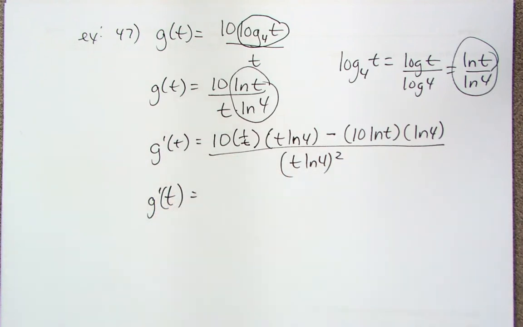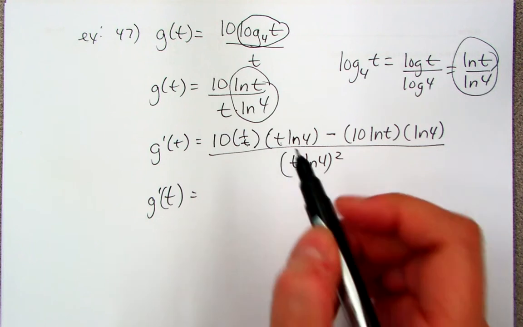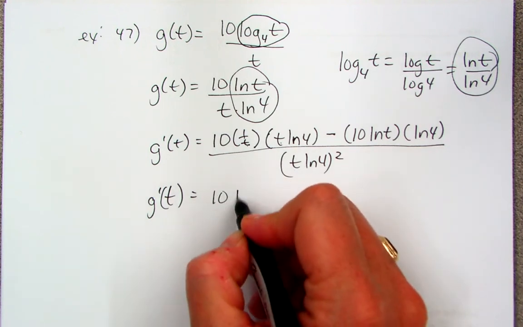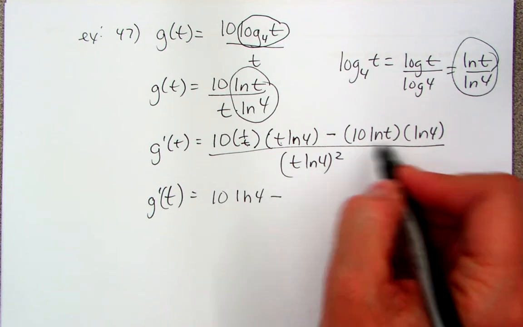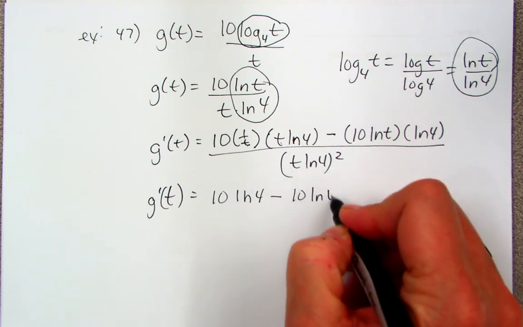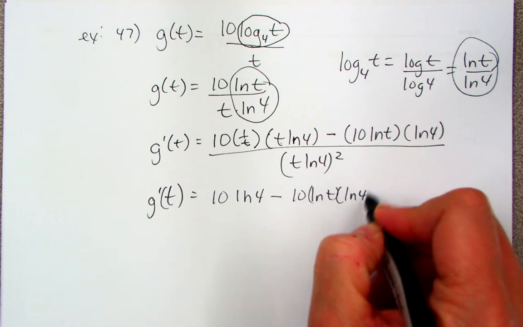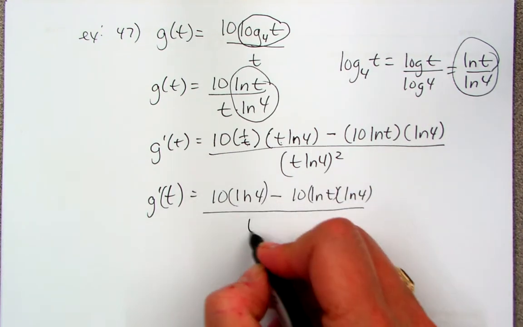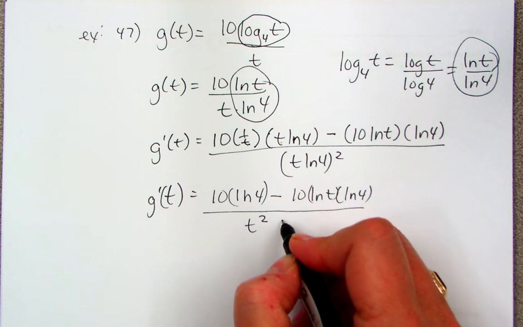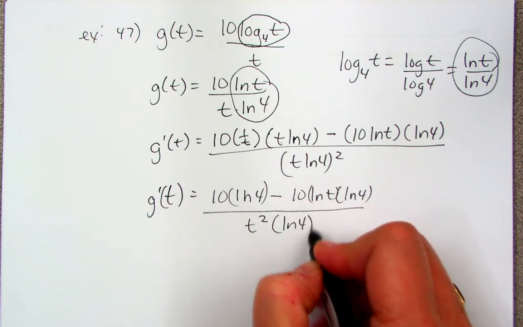Now I'm just going to proceed to try to clean this up. So let's see what I can find here. These t's cancel out, so it's 10 natural log of 4 minus, well, we'll just leave that, natural log of t times natural log of 4. Might as well put parentheses around that also, all over t squared times natural log of 4 squared.